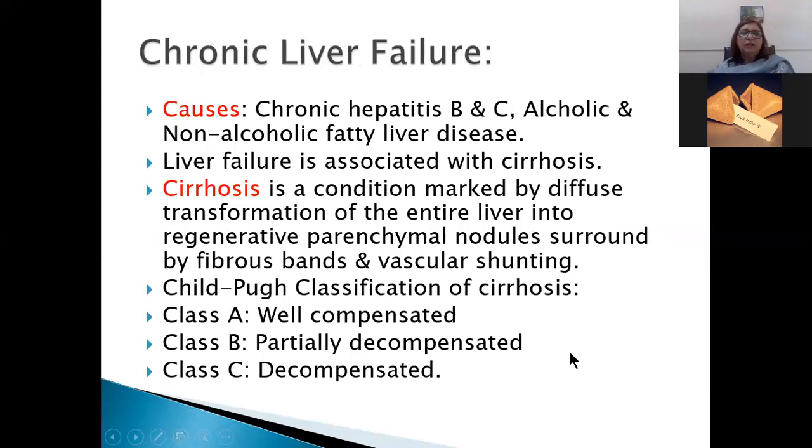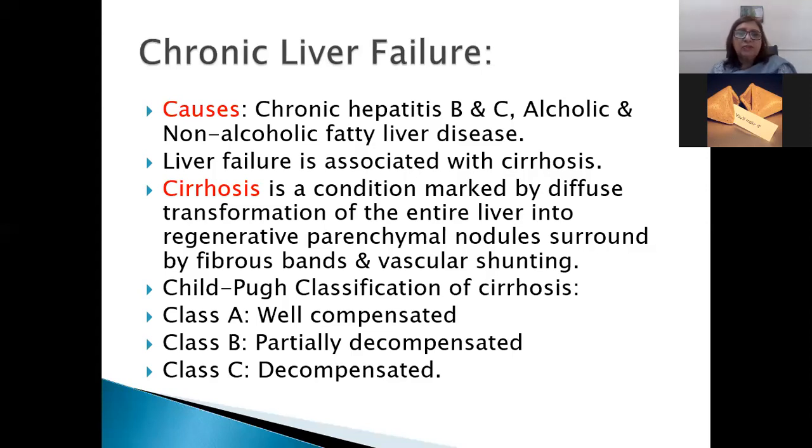In chronic liver failure, chronic hepatitis B and C, alcoholic and non-alcoholic fatty liver disease are the main important causes. Chronic liver failure is always associated with cirrhosis. Chronic hepatitis B and hepatitis C viral infections are the most important causes of chronic liver failure in our part of the world. Alcoholic liver disease is also an important factor in the Western world, and non-alcoholic fatty liver disease is seen in individuals who have metabolic disorders, who are suffering from obesity, or who are suffering from diabetes mellitus as well.